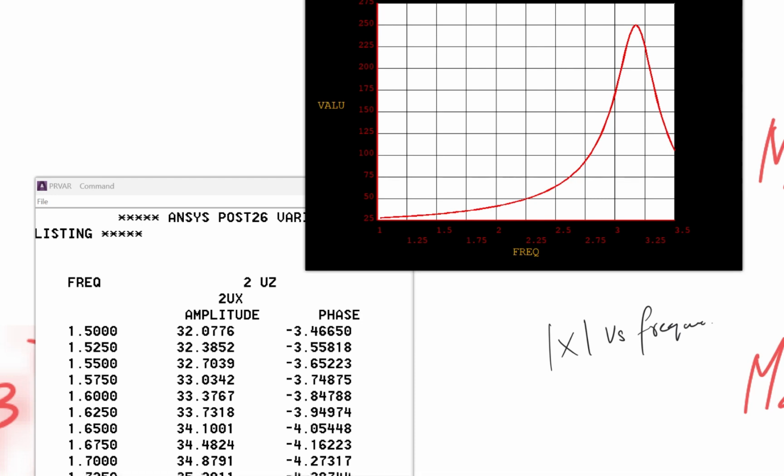This is closely in consensus with our closed form solutions. So with this video, what I was trying to communicate is the basics of forced vibration response in a single degree of freedom system. First we saw the closed form solutions. In the second part, we saw what are the options or commands to be used in ANSYS APDL to carry out the same problem.